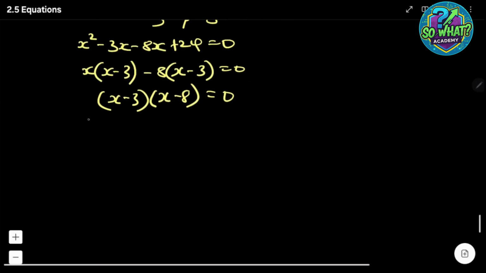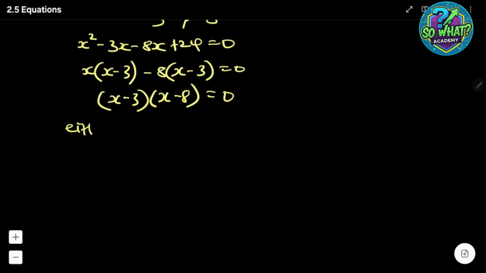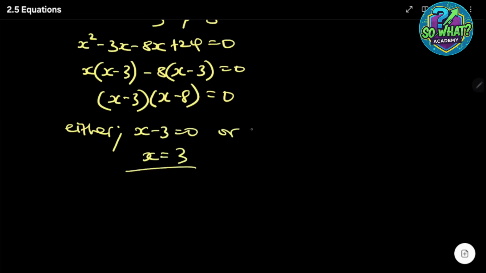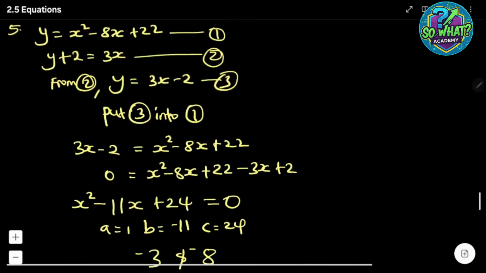With this, we know that either x minus 3 is equal to 0, x is equal to 3, or x minus 8 is equal to 0, x is equal to 8. After getting the two x values, remember we have the equation for y. What's y? Y is 3x minus 2.